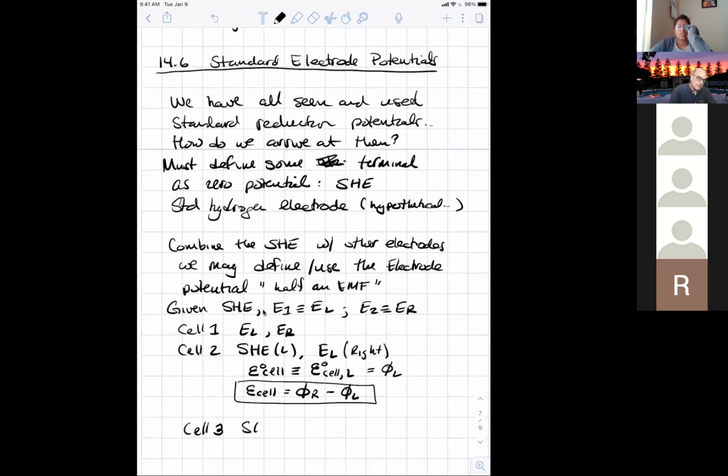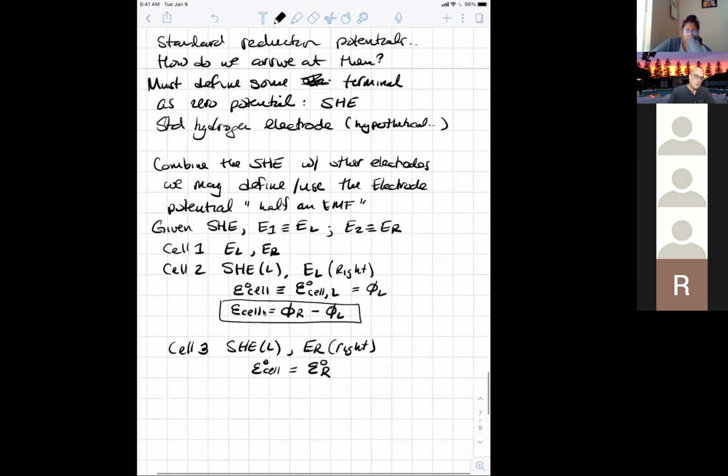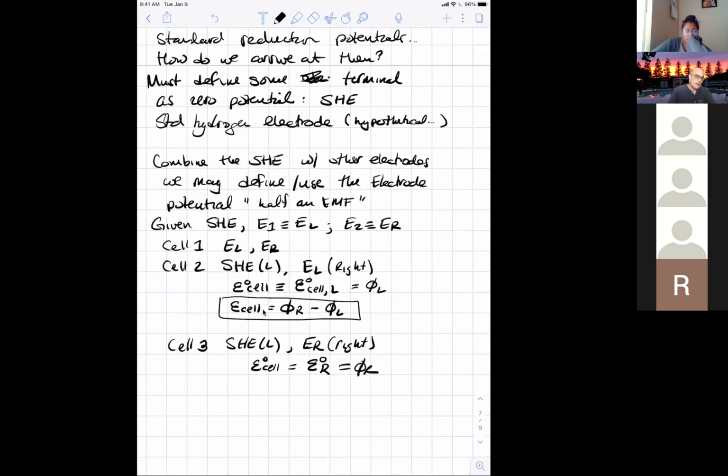Okay, cell 3, we're going to have the standard hydrogen electrode on the left, and this cell we've labeled E right on the right. And in this case, the cell potential is going to be E right, or Phi right, however you want to call it. Now, how do we know this? Well, we know that the right hand cell is reduction, the left hand cell is oxidation.